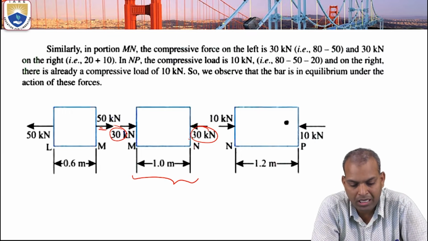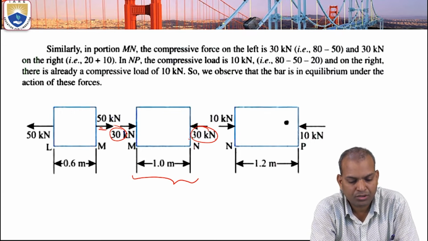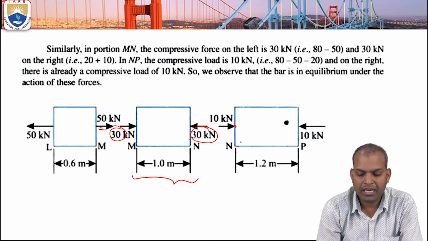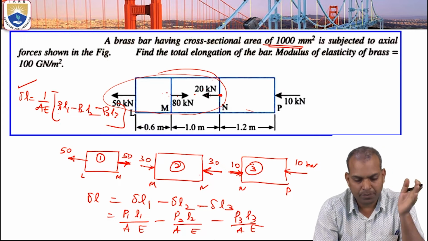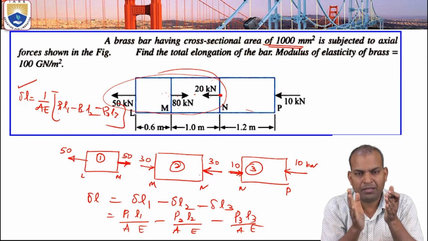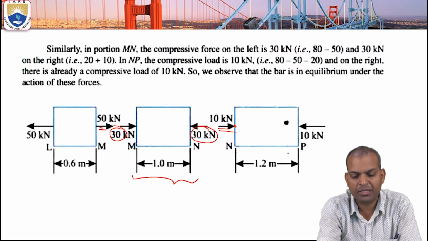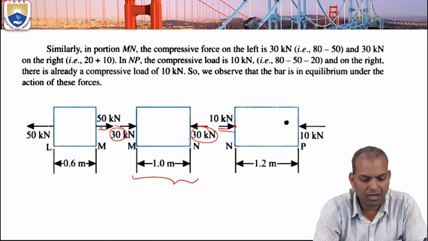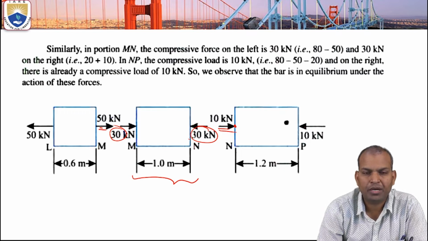In this NP portion, how much compressive load is already there? 10 kilonewtons on the right side. But on the left side of the NP portion, how will we get it? We consider all the three forces. 80 is compressive, 80 minus 20 minus 50. That is 10 kilonewtons finally, to the right side. So there is already a compressive load of 10 kilonewtons. So we observe that the bar is in equilibrium under the action of these forces.